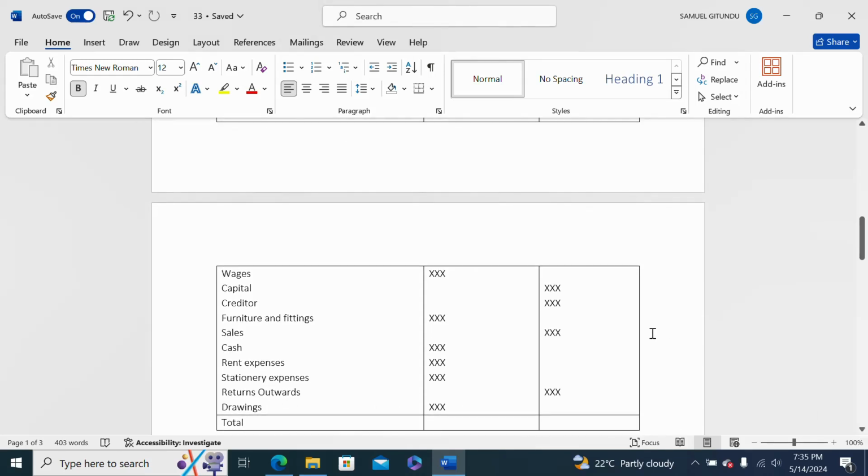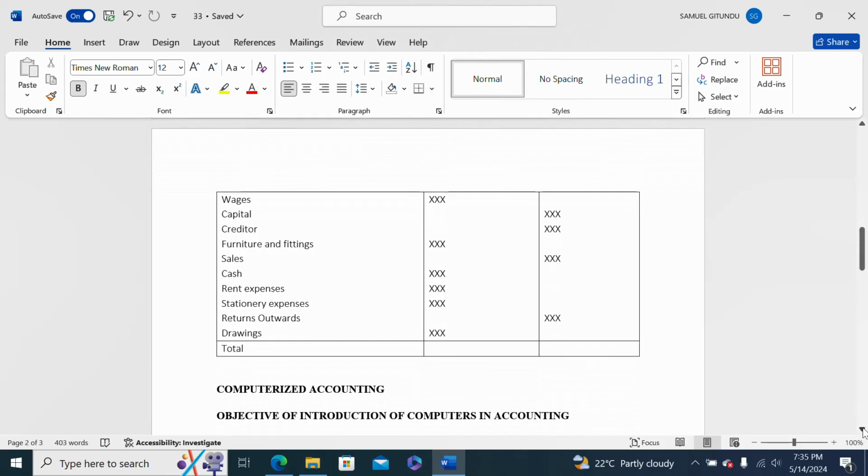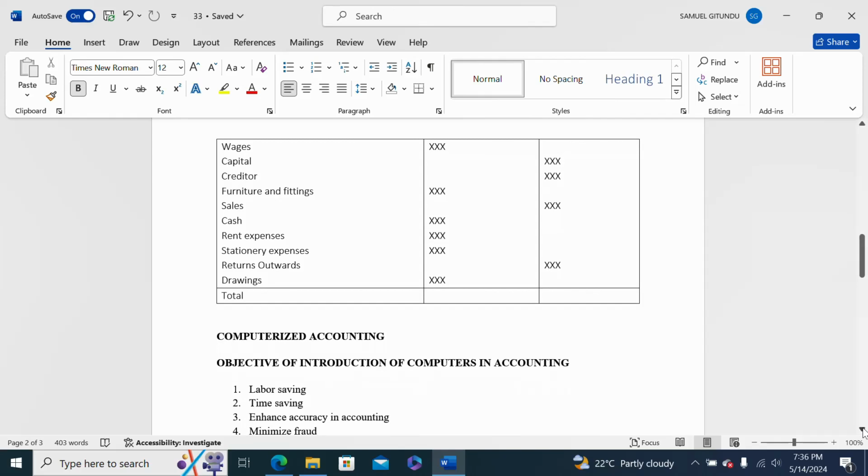So all the transactions which have a debit balance are recorded on the debit side of a trial balance, and those which have credit balances are recorded on the credit side of the trial balance. For you to say that your trial balance is correct, the debit side and the credit side must agree. In lessons to come, we are going to do an example of a trial balance. But for now, for this lesson, let us go to the second objective of looking at computerized accounting.